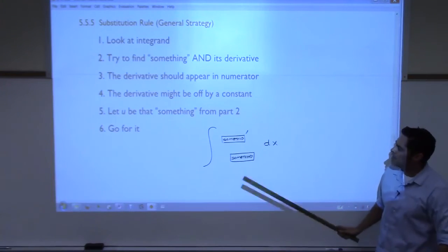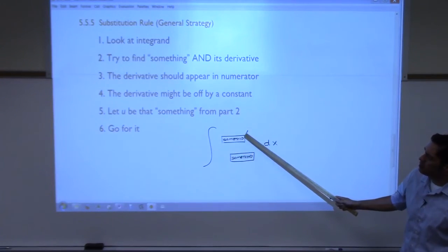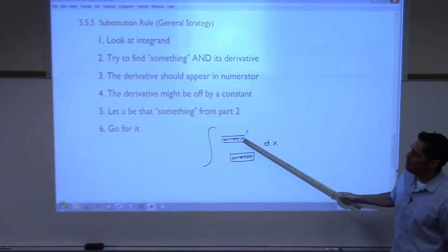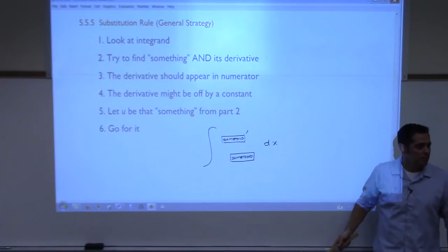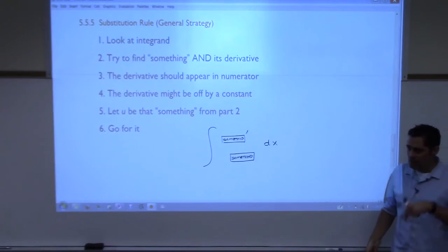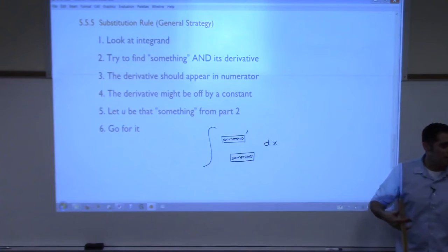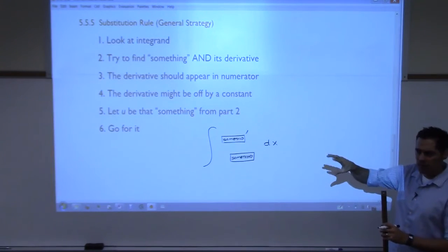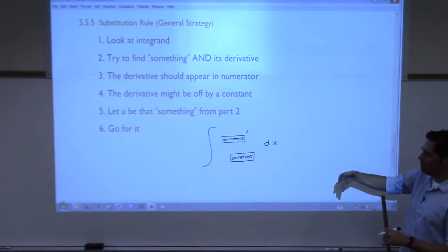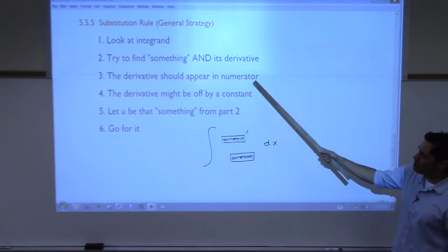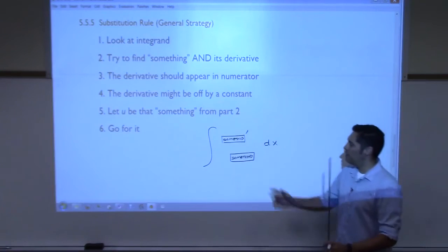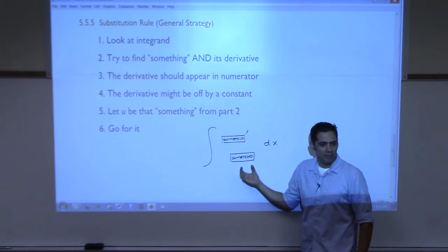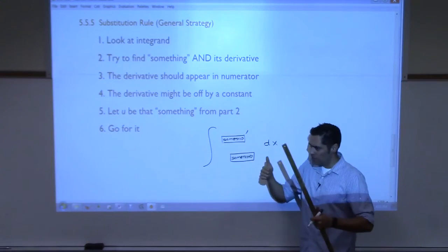And there's some things about the derivative that you have to pay attention to. The derivative of that something should be in the numerator. It cannot be trapped in the denominator. It cannot be trapped under a radical. It must be free up in the numerator. And I'm going to do examples, and you'll see what I'm talking about here, but it has to be free, and it's okay if this derivative that we see up here is off by a constant. If we're off by a constant, it's still good.